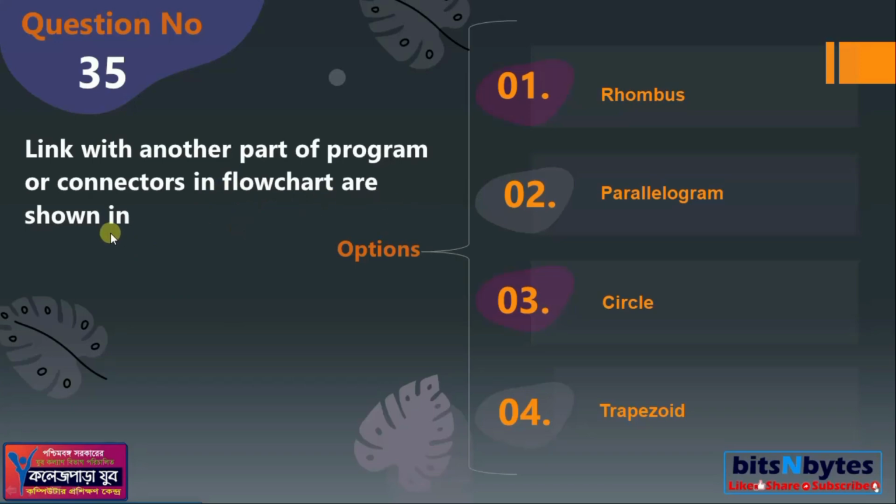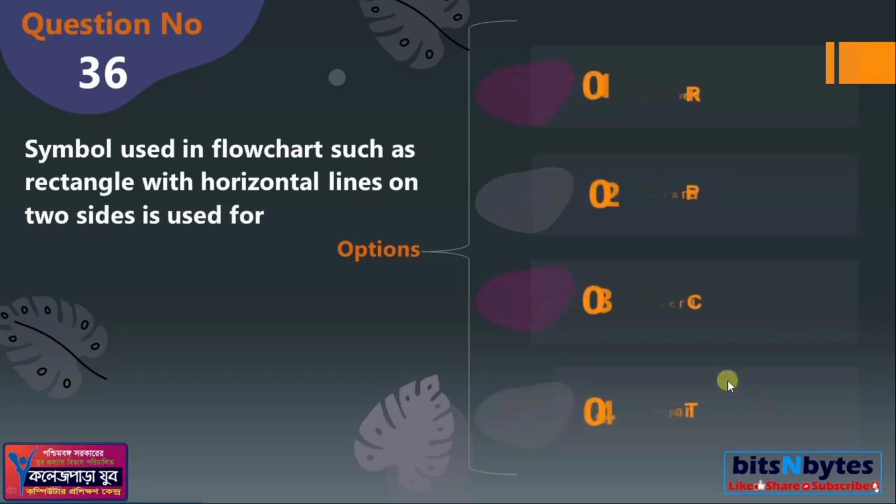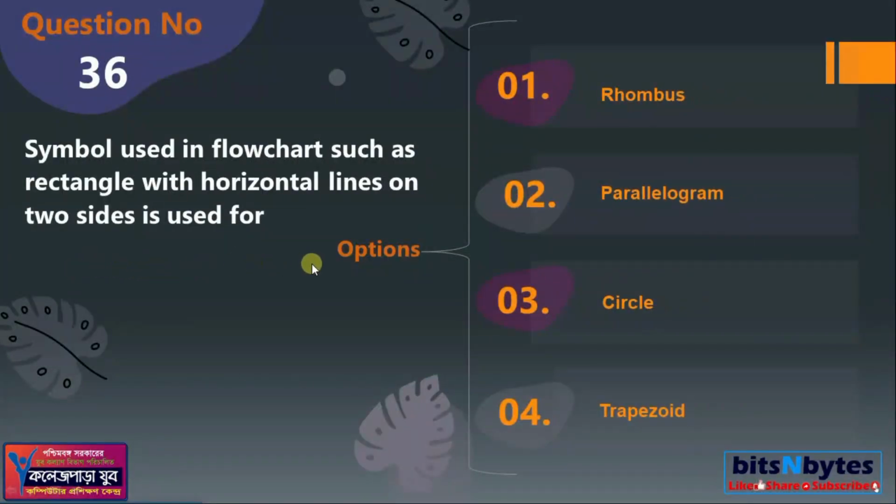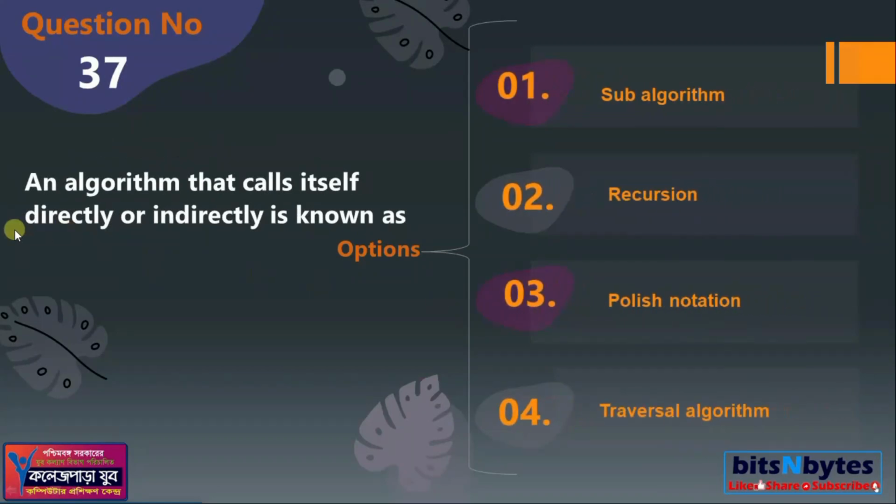Question 35. Link with another part of a program or connectors in a flowchart are shown in: 1. Rhombus, 2. Parallelogram, 3. Circle, 4. Trapezoid. Answer: circle. Question 36. Symbols used in flowchart such as a rectangle with horizontal lines on two sides is used for: rhombus, parallelogram, circle, trapezoid. Answer: circle.